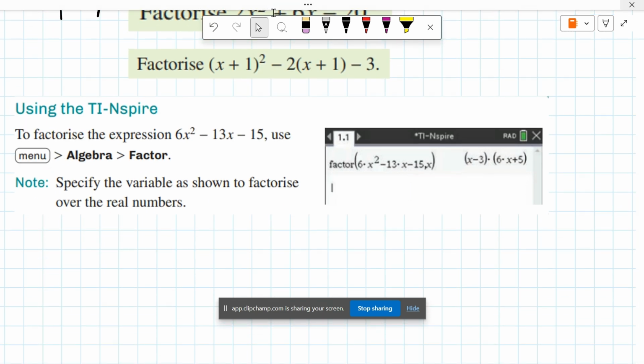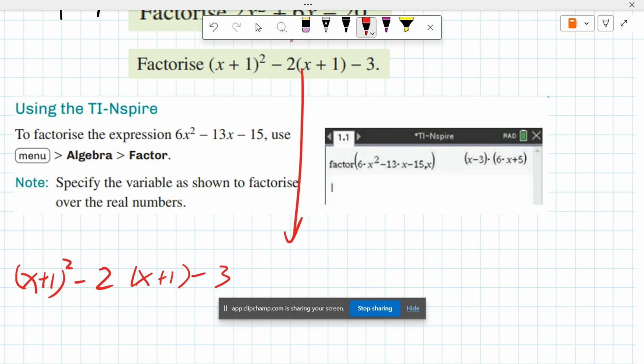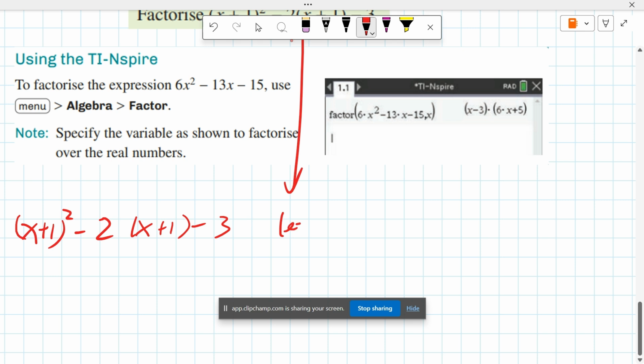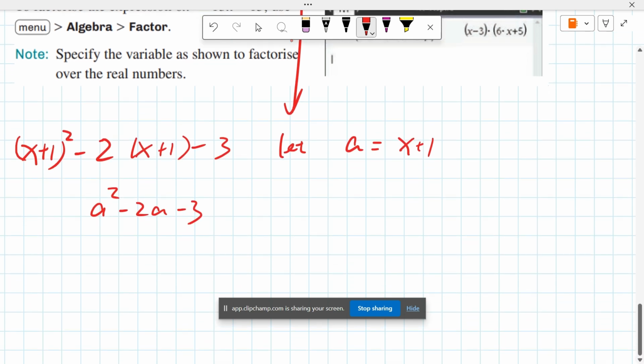And then I'm going to do one last question: x plus 1 squared minus 2 times x plus 1 minus 3. What we do is I let a equal x plus 1. So a squared minus 2a minus 3. All right, so cross product. A times a. And two numbers multiply each other to equal minus 3. Can I just say minus 3 and 1? Hopefully that makes sense. Minus 3 plus 1 equals minus 2, which is exactly what we have.